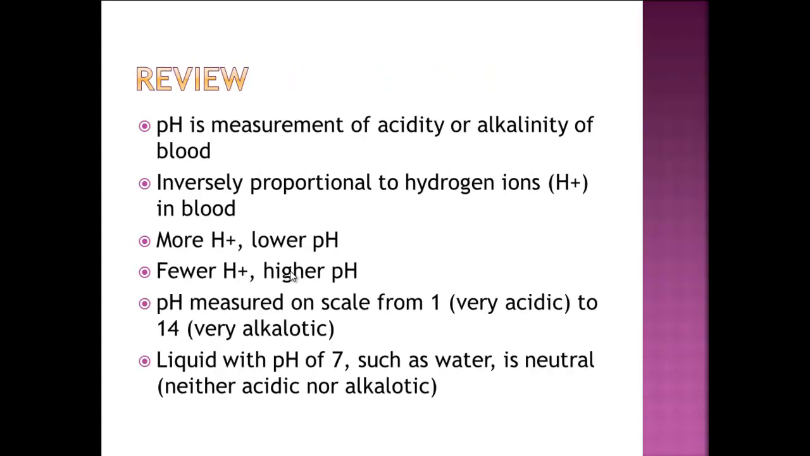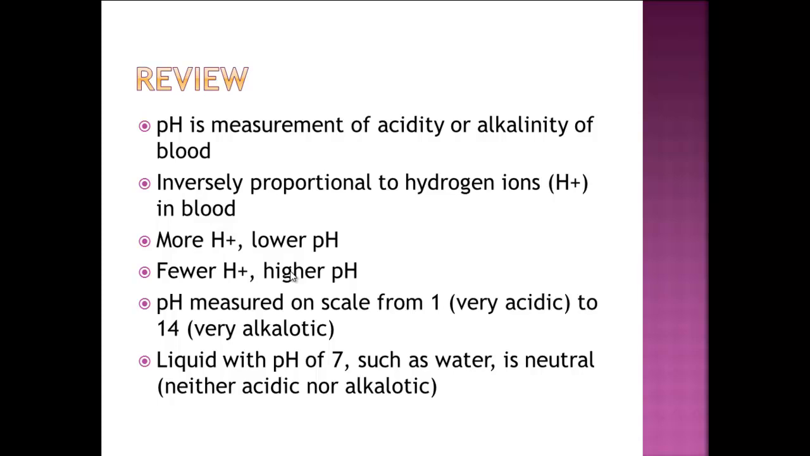First of all, remember from our previous two presentations, the pH basically is a measurement of the acidity or alkalinity of the blood. The pH level is inversely proportional to the hydrogen ions in the blood, meaning that if there's more hydrogen ion, there will be a lower pH, and if there is less hydrogen ions, there is a higher pH. We measure pH on the scale from 1, which is very, very acidic, to 14, which is very alkalotic.